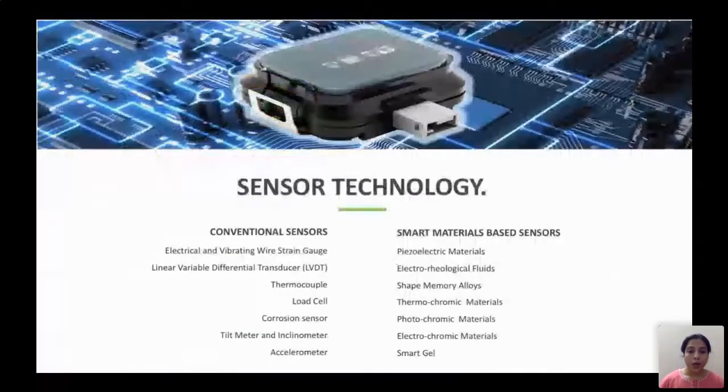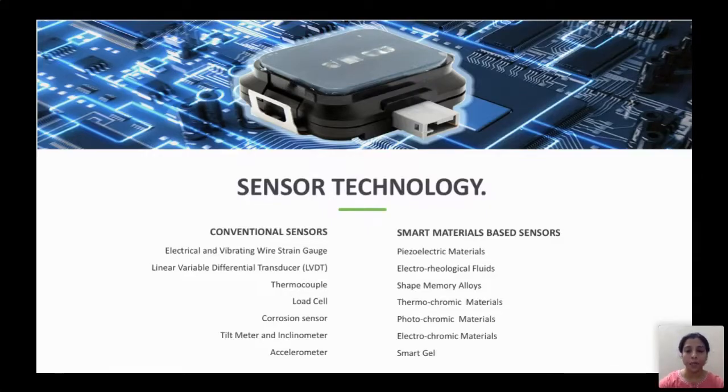Okay, so now we'll see the sensor technology. Here I have considered a list of conventional sensors and smart material based sensors. Conventional sensors are the ones which are more frequently used in the SHM of structures, but I'm sure the list is huge. Apart from the ones which I have considered, there are so many sensors which are available in the market.